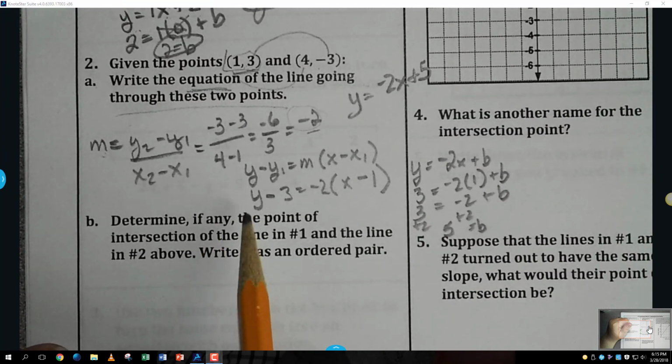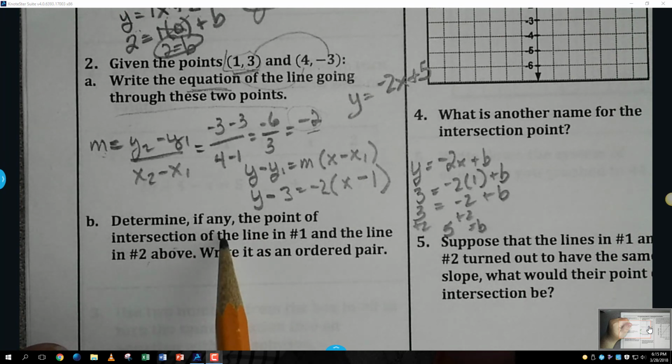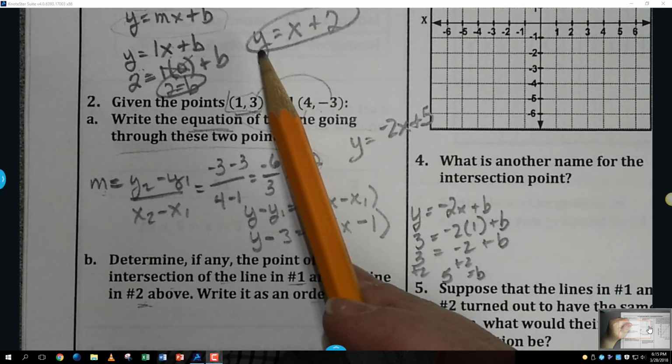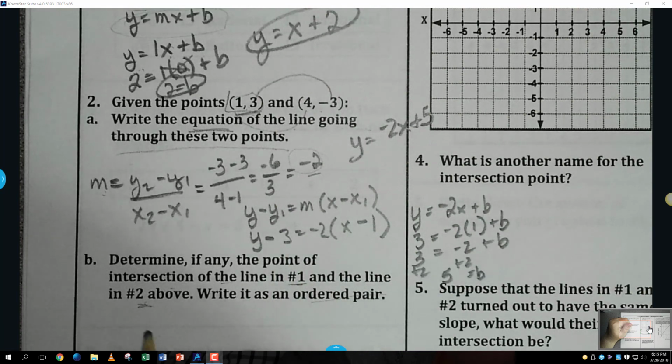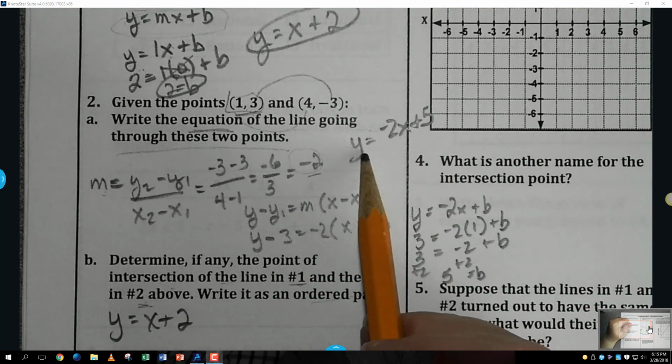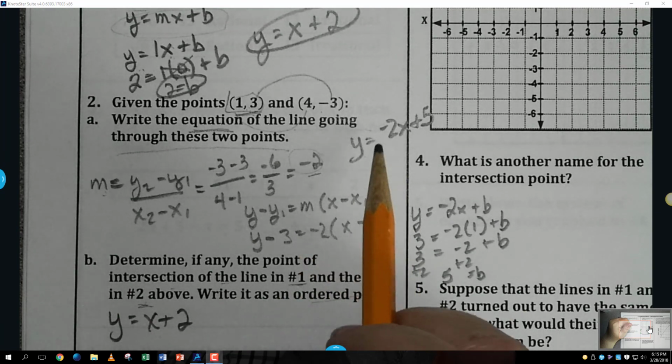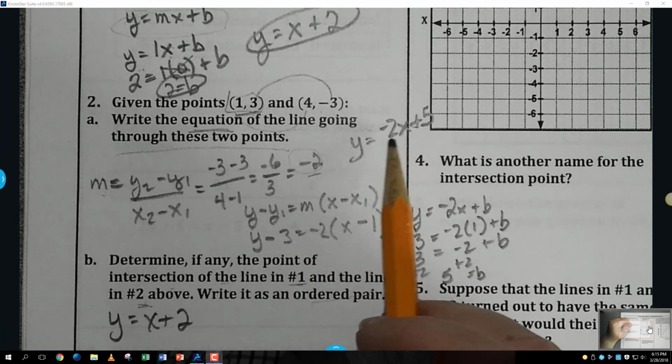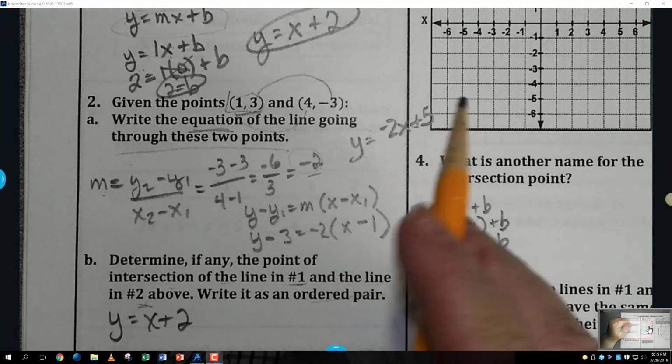Determine, if any, the point of intersection of the line 1 and the line 2 above. Write it as an ordered pair. So what we're going to do is we have 2 equations. We have y equals x plus 2, and we also have y equals negative 2x plus 5. I'll just use this since I went ahead and figured it out.